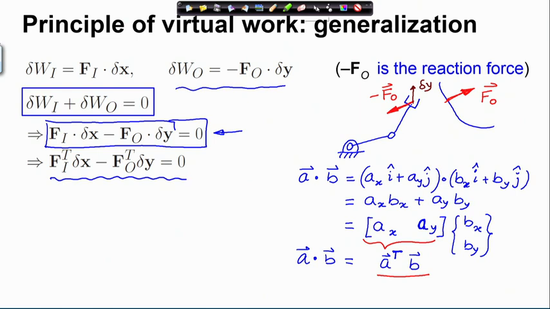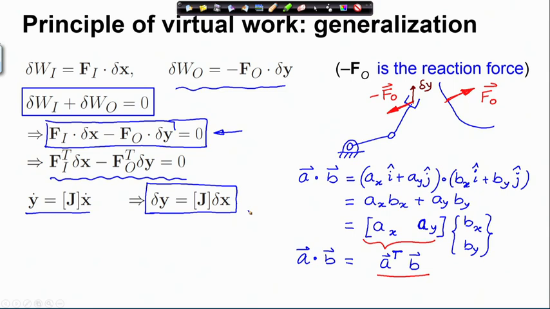Now, let us look at the input output relations. Suppose the output velocity is related to the input velocity, or the joint velocities, through the Jacobian like this. Therefore, when we consider freezing time and giving virtual displacements at the input and looking at the virtual displacement at the output, they are related through the Jacobian as delta y is J times delta x, where J is the Jacobian matrix.